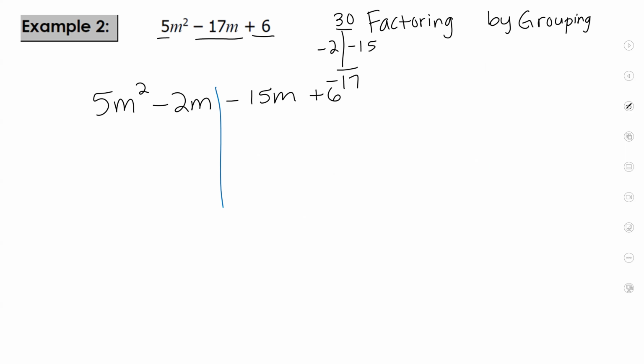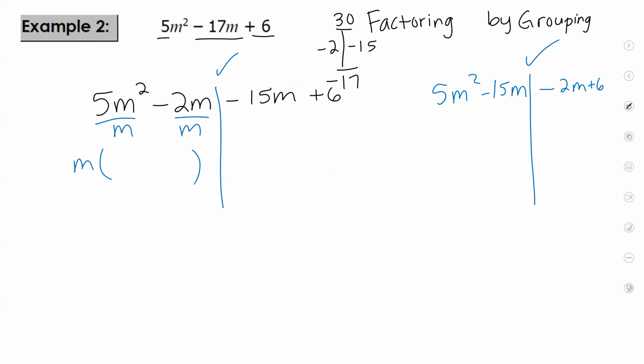Whether you put the 2 on the left or the right? No, that doesn't matter. Good question. She asked if it matters if I set it up like this or if I do it this way. You'll get the same answer. It doesn't matter. Okay, what can these both be divided by? M. So M is on the outside, and I'm left with 5m minus 2.